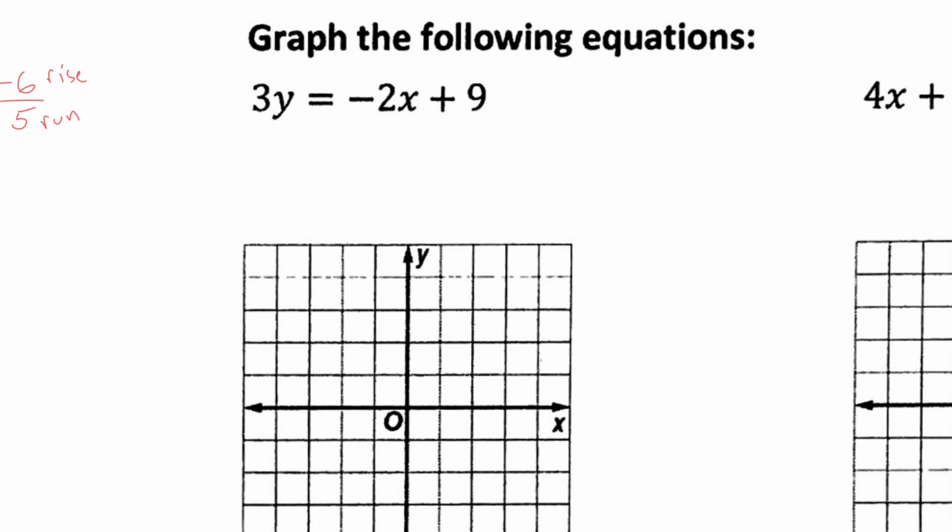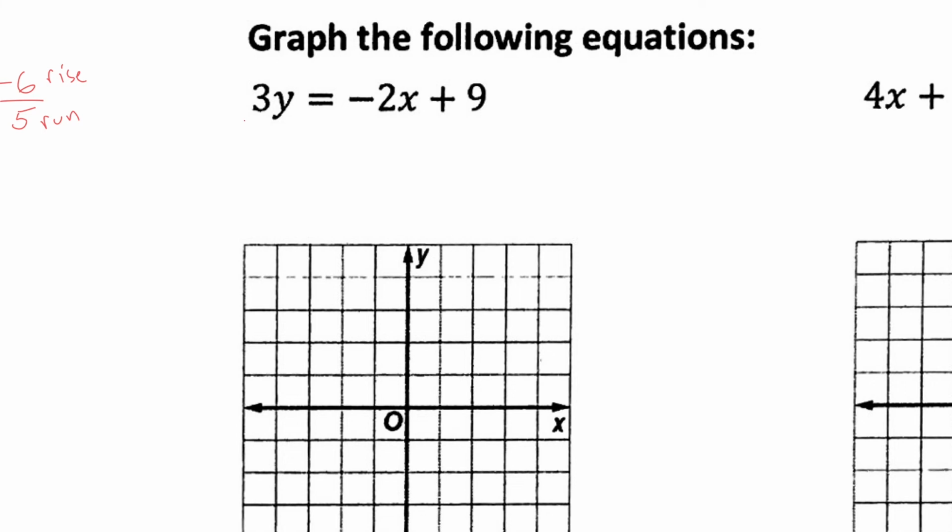Now this one, we have 3y equals -2x plus 9. We do have an equation. Notice the y is not by itself. I want you guys to use the slope-intercept form to graph the lines. So let's get the y by itself first, and then we can find the slope and the y-intercept.